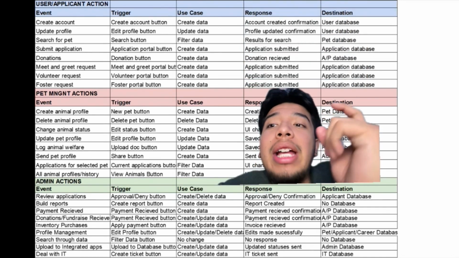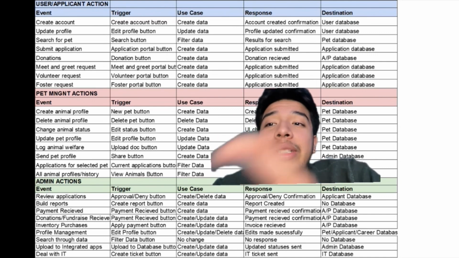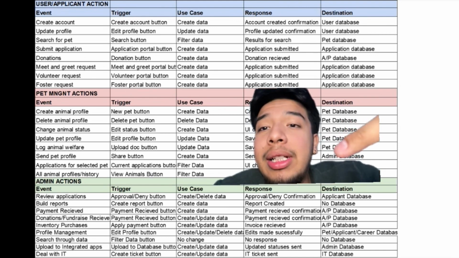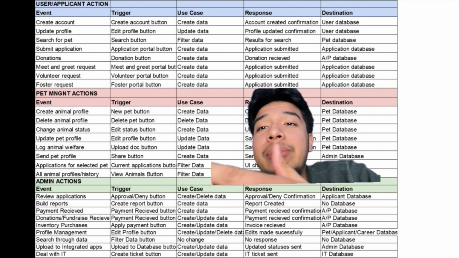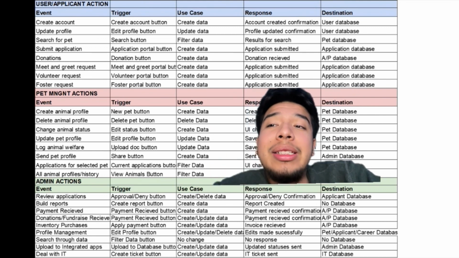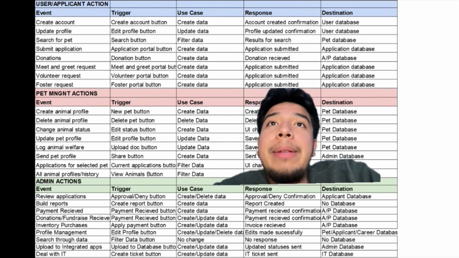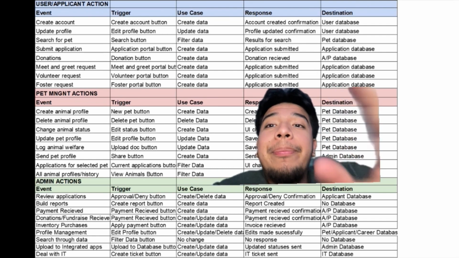All right, just to go over admin actions really quick, the only thing that's really different, again, is the events. Triggers, mostly the same, use case, mostly the same, response, destination, mostly the same. So the events are the only thing that changes for the admins, the pet management, and the users. So yeah, that was our event table, and now we are on to the ER diagram.